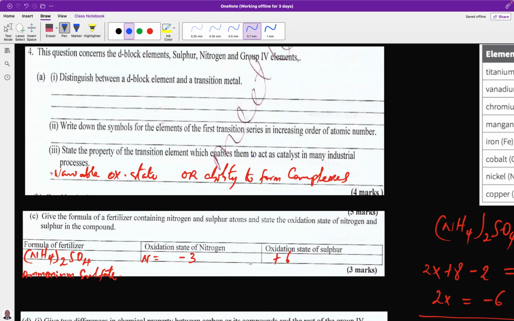You can either state ability to form complexes. With that ability to form complexes, that enables them to form intermediates in their reaction in the industry. It enables them to form intermediates with suitable reactants in any process. So these are the only 2 properties: variable oxidation state or ability to form complexes or complex ions.